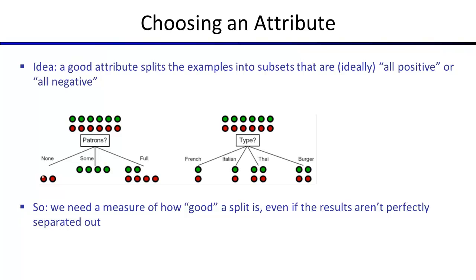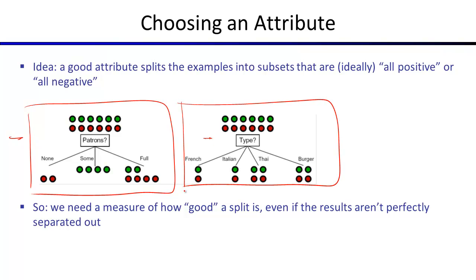So here's an example. Let's say we right now are considering just decision stumps, patrons here, type here. The split on patrons leads to this decision stump. The split on type leads to this one here. Intuitively, the one that's better is the one that splits on patrons. Why? Because you get just negative here, just positive here, and then still a mix here, but at least not everything's in a mix. Whereas here, everything is just an equal mix, and that split is not telling you anything about how to predict whether the customers will wait or not.